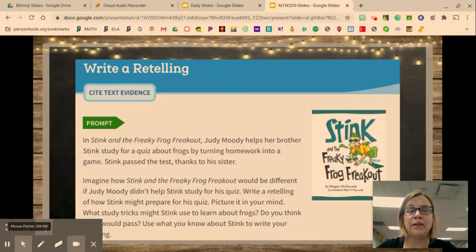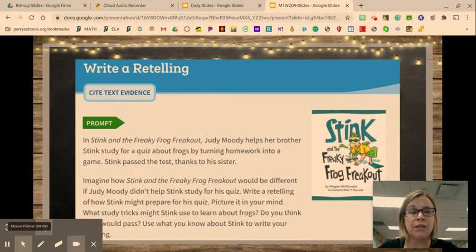Be as creative. Think about ways that you study for tests. And you're going to picture that in your mind and think about those tricks. You're going to write in the story: would Stink have passed the test? Maybe he does in your story. Maybe he doesn't in your story. This is all up to you. It's you being creative and writing the story about Stink in this frog test however you want.